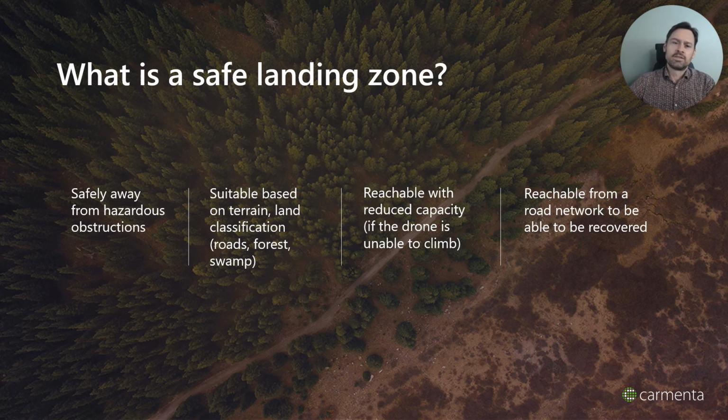So what is a safe landing zone then? Well, to be considered as a candidate for this, an area must meet certain conditions. It needs to be safely away from hazardous obstructions. It needs to be suitable based on terrain and land classification. It needs to be reachable with reduced capacity. And also it needs to be reachable from a road network, so it's easy to recover it. We don't want the drone to land on a mountain, for example, where it's really hard to get to.